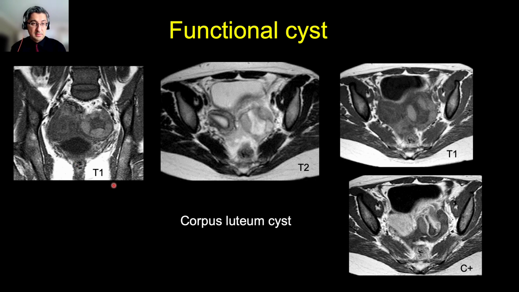Functional cysts can be better seen on Doppler, but also on the MRI if they are thick-walled. Here you can see the thick-walled cyst. The patient is asymptomatic, and on T2 and on T1 and on the post-contrast images, we can see the enhancement. These areas will appear hypervascular on Doppler imaging.